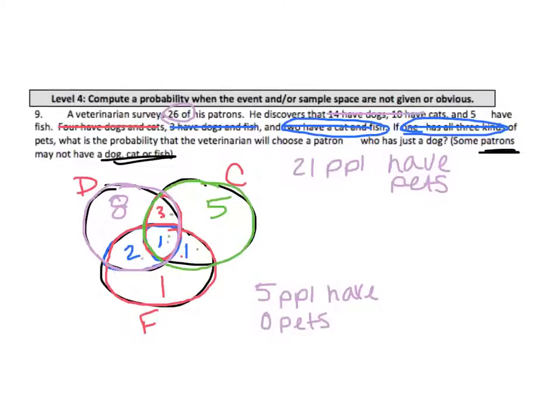So we kind of put those on the outside. So we put a 5 here and we draw a box around it. So everything on the inside of the circles, that's what people have. The 5 on the outside just means that people don't have a dog, cat, or fish. Okay, now we can answer the question.